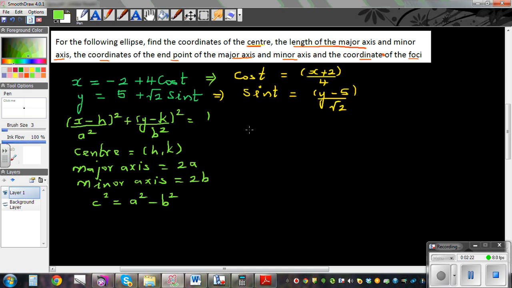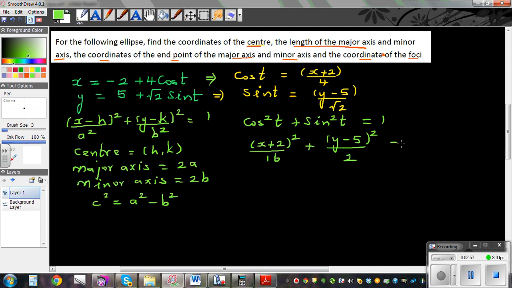Now I know the trig identity cos squared t plus sine squared t is equal to 1. So let's substitute cos t is (x plus 2) over 4. Cos squared t would be (x plus 2) the whole squared over 16, plus (y minus 5) the whole squared over 2, is equal to 1.